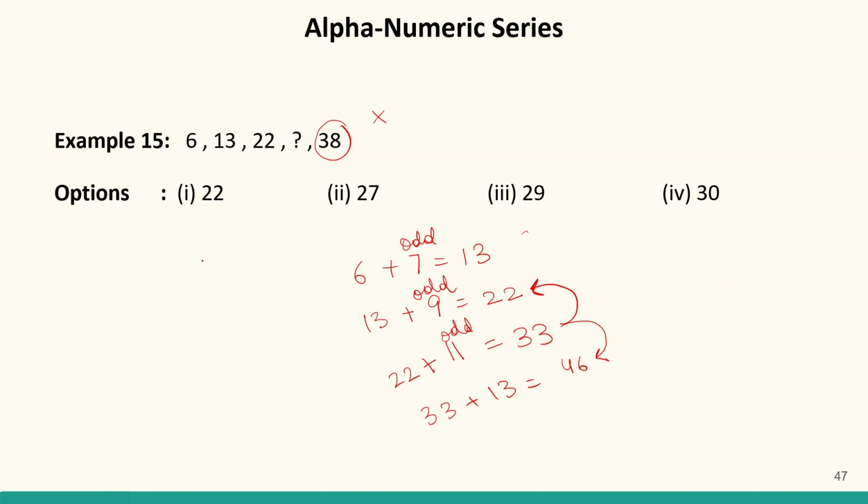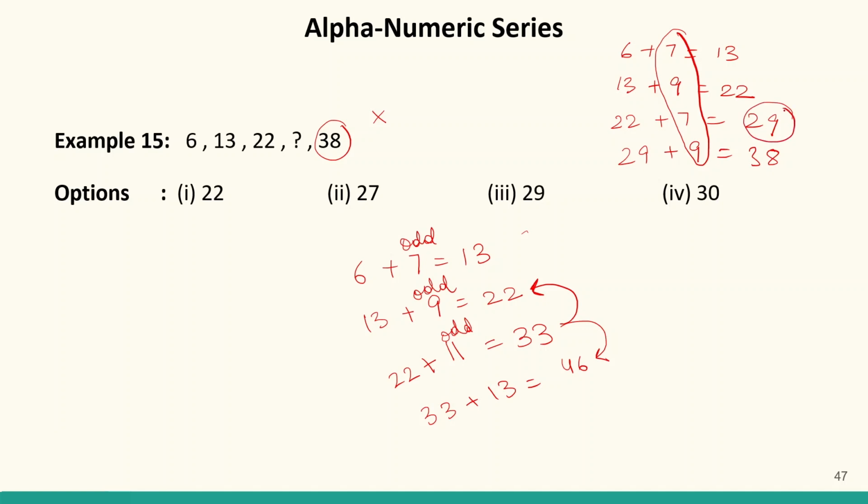So let us try another logic. Let's say 6 plus 7 is 13. We know this is correct. 13 plus 9 is 22, correct. Now let us add 7 again. So we'll get 29. Now if we add 9 to 29, we'll get 38. So this logic is true, because if we have 29 as the answer, it follows logic with 22 and it also follows logic with 38. But that was not the case when we arrived at 33 as the answer.